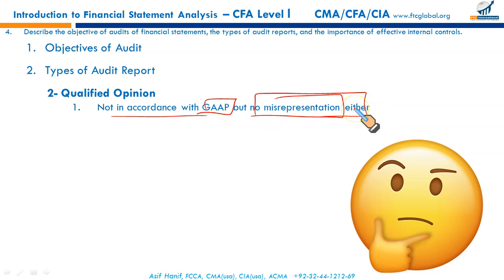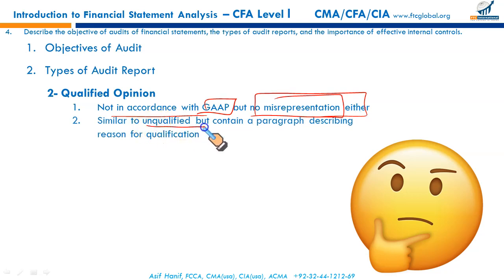There is no misrepresentation. Maybe they might have played with depreciation numbers, or they might have played with the inventory valuation, or they might have played with the employees' obligations. So they may have engineered some numbers with which the auditor is not comfortable. He finds that the financial statement numbers have been fudged. So in this case, I will issue a qualified opinion.